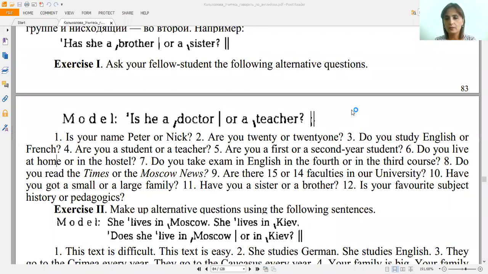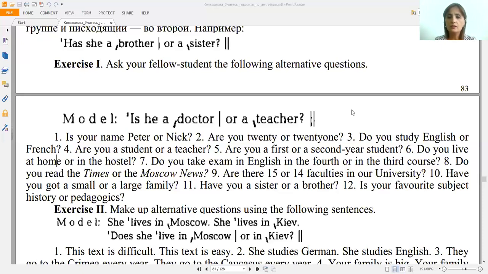Okay, Shahzoda, continue reading the next example. The eighth one. Do you read the Times or the Moscow News? The Times and the Moscow News are newspapers here, because the names of newspapers are usually used with the definite article. So by this we can easily guess what it is. And they are famous ones, the Times. Each one of us knows that this is a newspaper which is usually printed in Great Britain. Do you read the Times or the Moscow News?